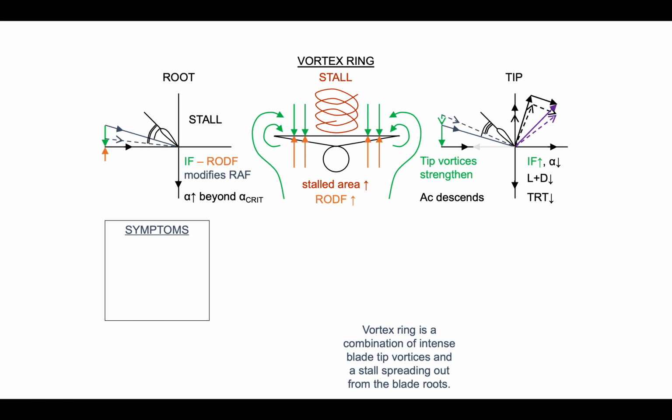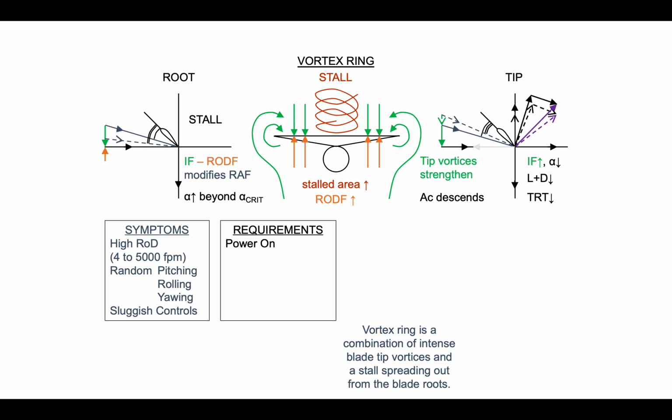So what are the symptoms then? Well, there's going to be a high rate of descent, looking at 4,000 to 5,000 feet per minute. You're going to have random pitching, rolling and yawing, and your controls are going to be sluggish as well. The requirements: we need power on or power applied, so we're producing an induced flow. We're going to have a high rate of descent, usually greater than 500 feet per minute, and a low indicated airspeed, usually less than 30 knots.